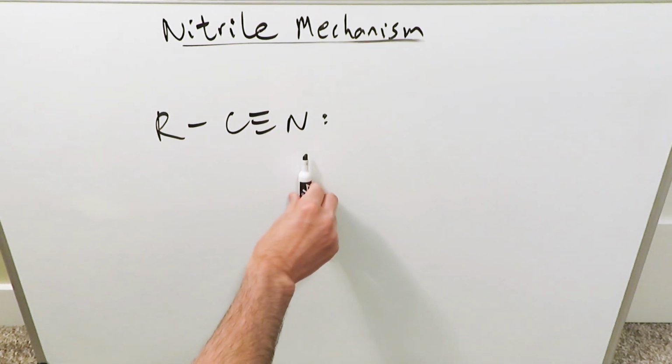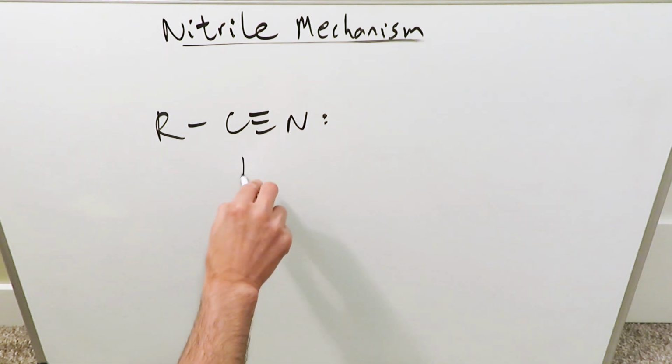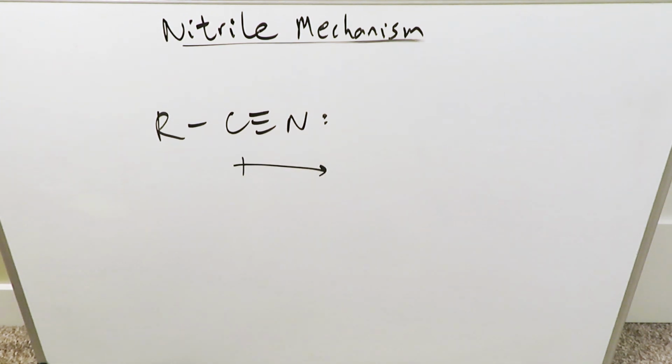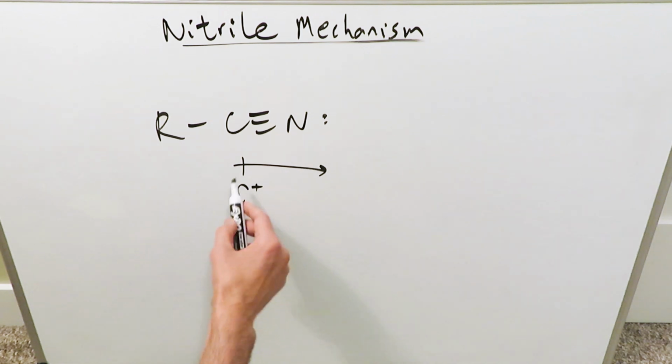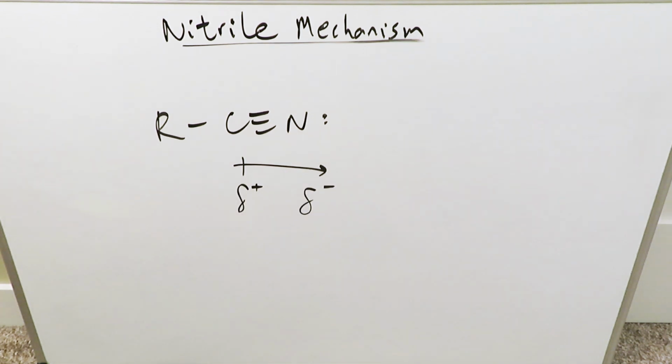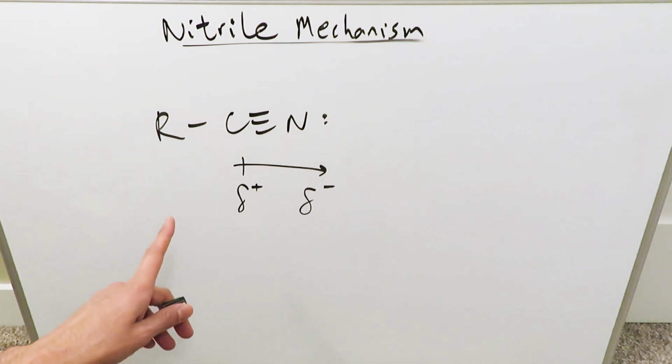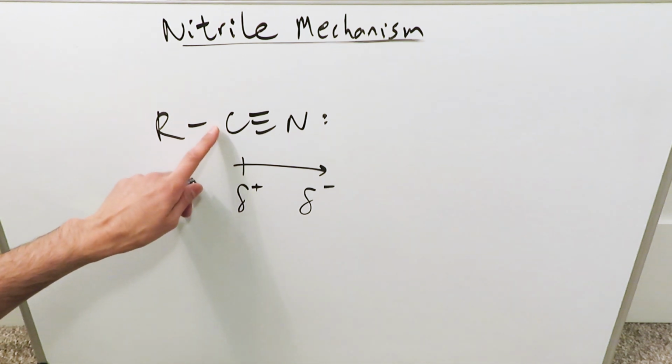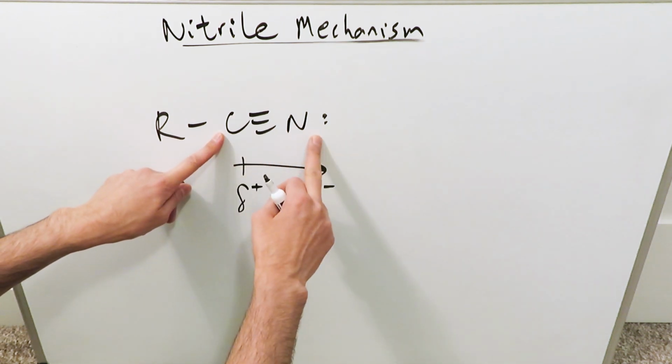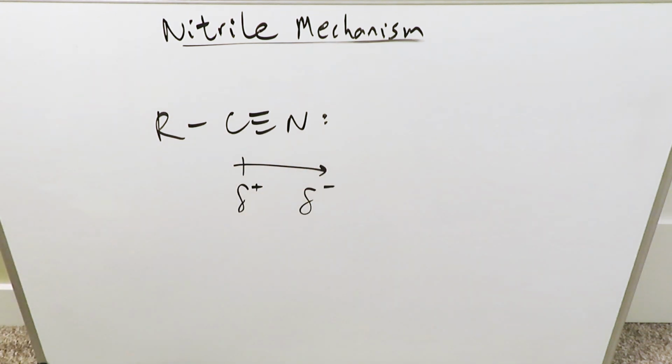Remember always this: nitrogen is more electronegative than carbon, hence you have a dipole moment in the direction of nitrogen. You have a partial positive carbon, you have a partial negative nitrogen, hence the carbon can serve as an electrophilic site, an attack of an electrophile, and the nitrogen can act here as a Lewis base.